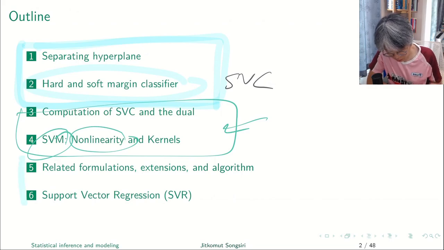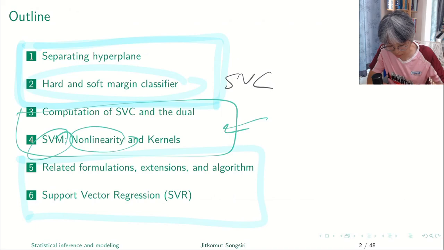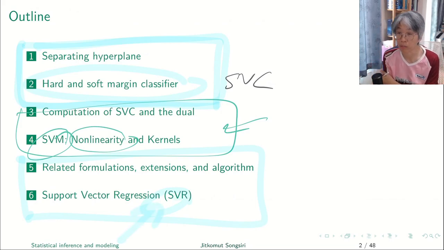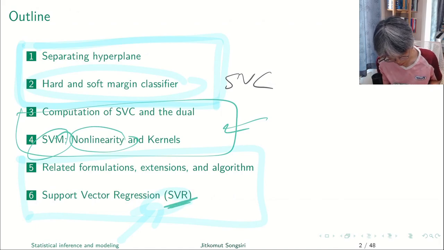In the last video clip, I think we present some selective examples of how to extend the SVM, and we talk a little bit about the algorithm. And last, how can you use the support vector machine in a regression problem? That is what we call SVR.